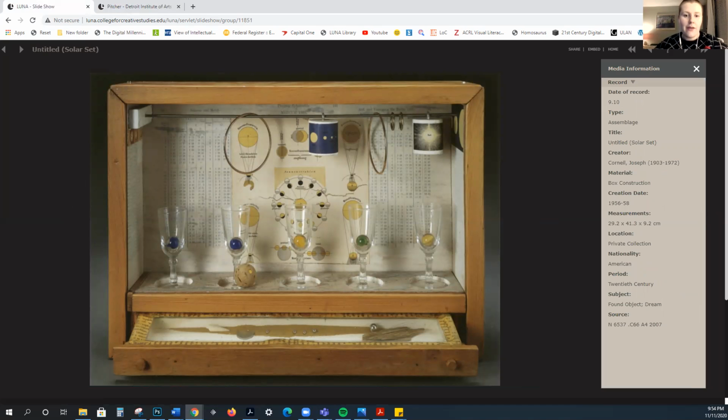And we have a couple of distinct strands of aesthetics in Surrealism. So this is an assemblage by the artist Joseph Cornell, and you can see that he has taken seemingly random elements, but then he combines them in ways that are very aesthetically appealing and that seem to have a deeper meaning.